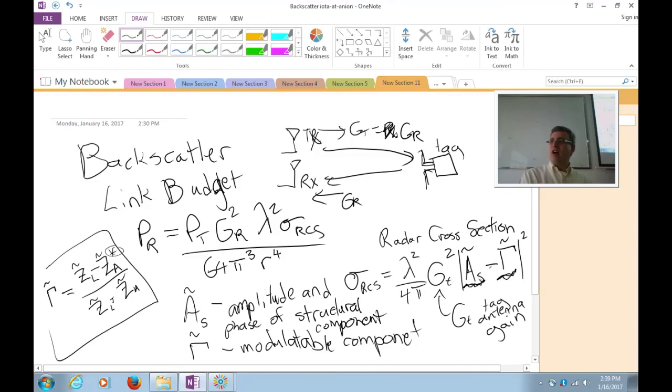And that's how the original formalized formulation of backscatter came about. They're trying to make antennas disappear from radar. So you could put a bunch of them on an aircraft like you always do, and communicate with the aircraft.